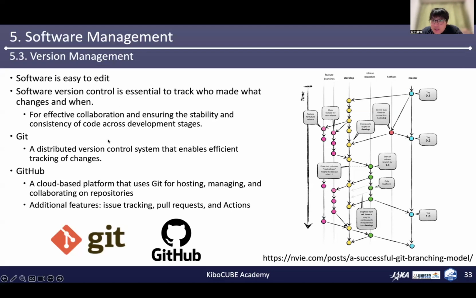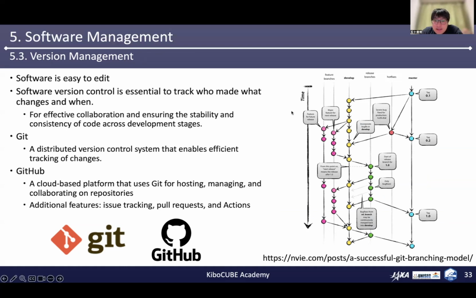And for the version management system, we can use Git or GitHub. Git is a distributed version control system that enables efficient tracking of changes. And GitHub is a cloud-based platform that uses Git for hosting, managing, and collaborating on repositories. GitHub also has additional features like issue tracking, pull requests, and GitHub Actions. Using these kinds of features, we can effectively develop the software.